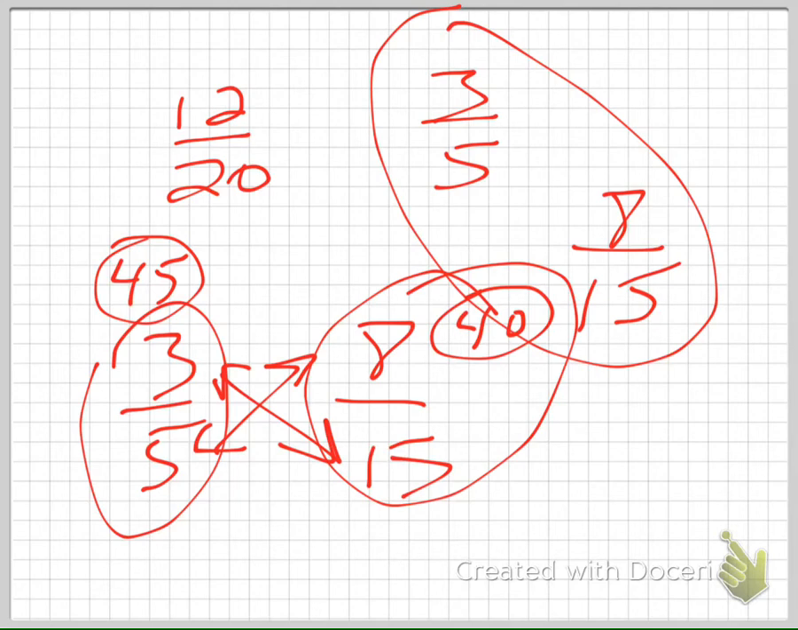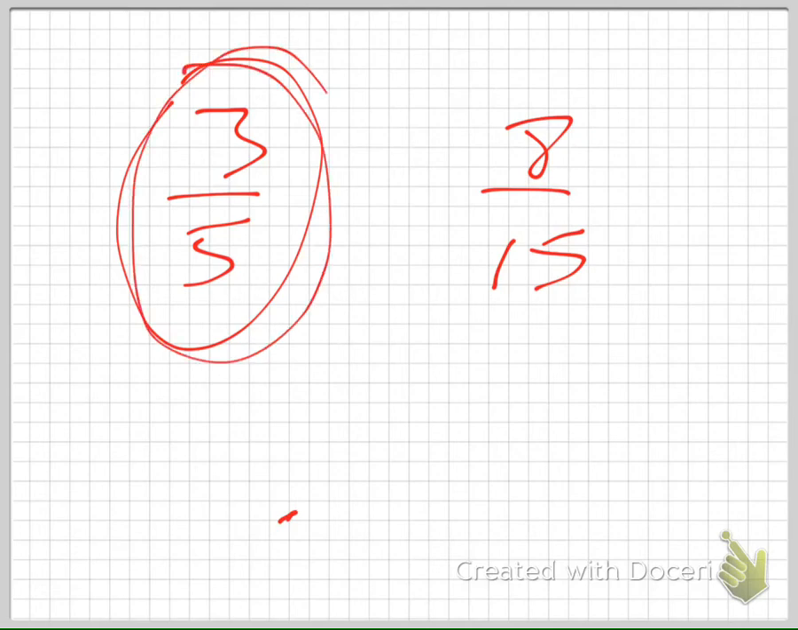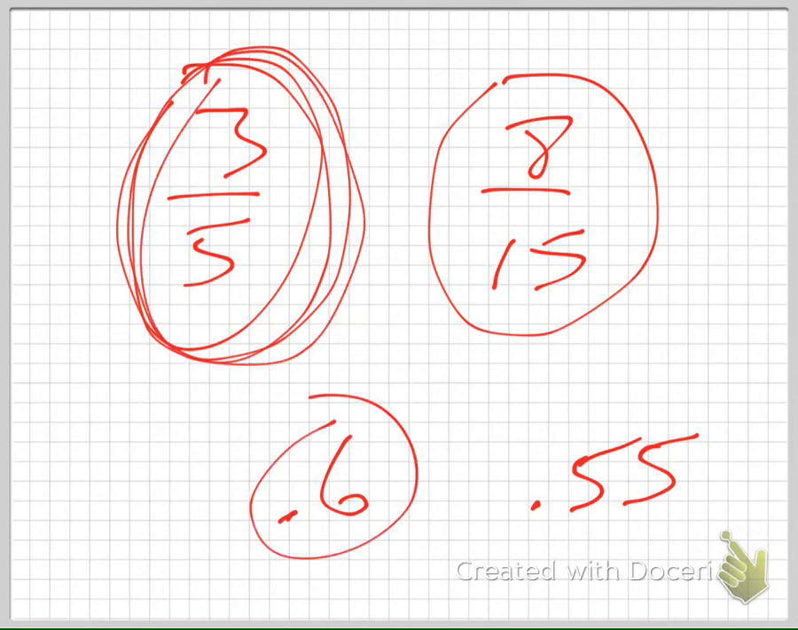Another way of doing this, if I allowed you to use a calculator, is to type it in. This is a division problem. What is 3/5? When you type in 3 divided by 5, it comes out to 0.6. 8/15ths comes out to like 0.55 or something like that. Which one's bigger? 0.6. Therefore, 3/5 is bigger. Does that make sense?